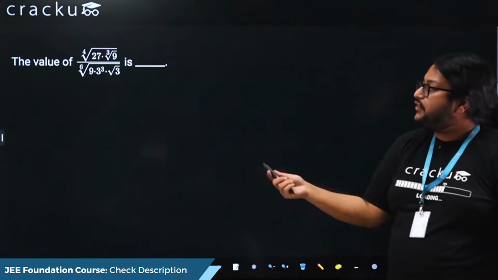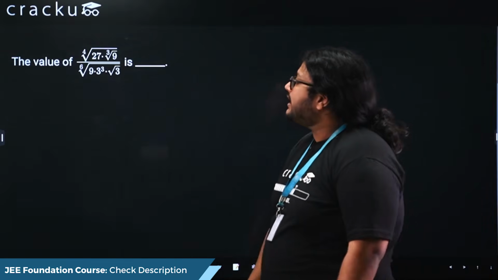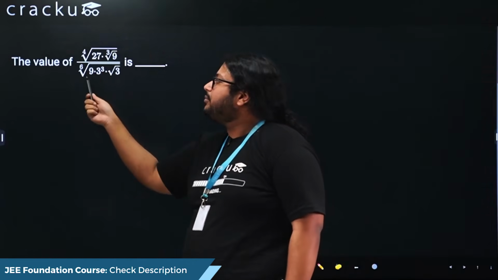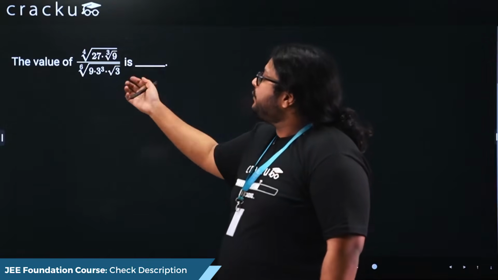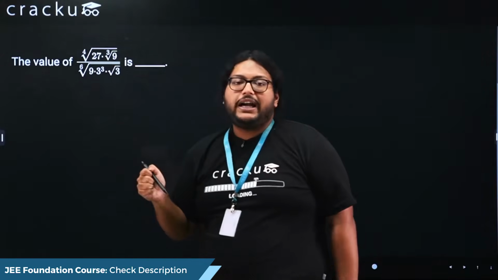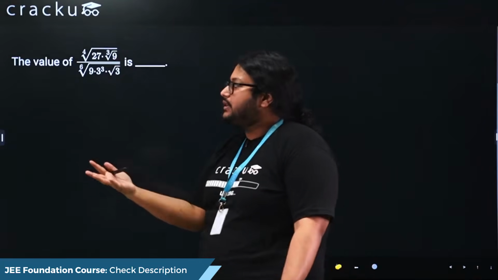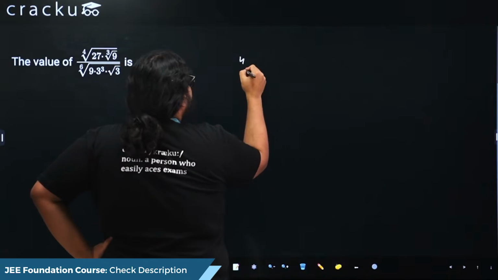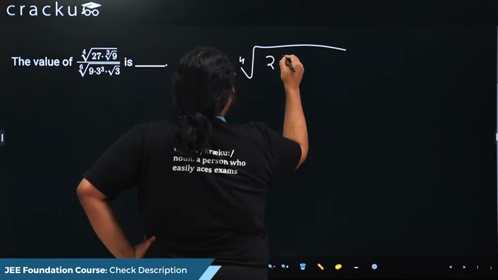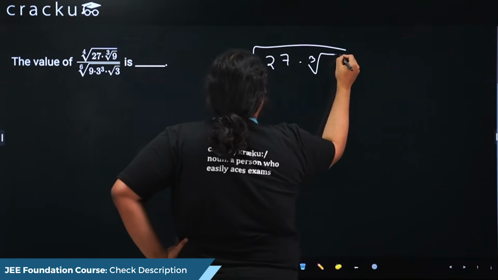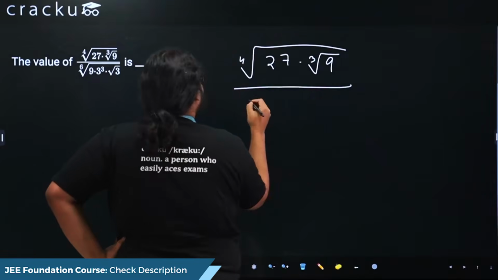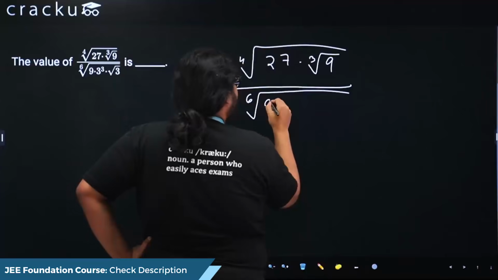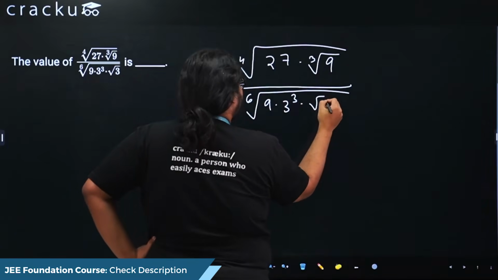In this question, we need to figure out the value of this expression. This one has all the powers of 3 essentially. Like 27 is 3 cube, 9 is 3 square. So what we will do is we'll convert everything into powers of 3 and then we'll add and subtract and use the properties. So let's write this down. We have the 4th root of 27 times the cube root of 9, whole divided by the 6th root of 9 into 3 cube into square root of 3.